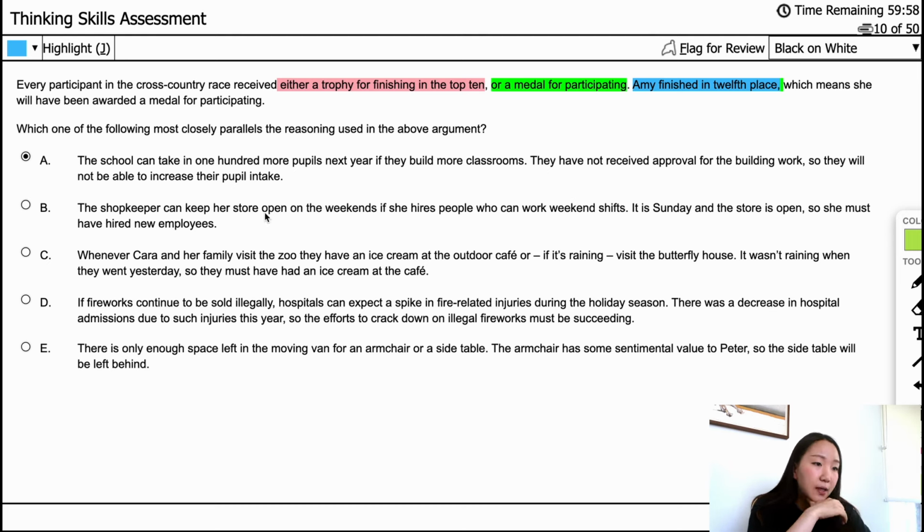The shopkeeper can keep her store open on the weekends if she hires people who can work weekend shifts. Again, we don't get two options here. It's just a conditional.